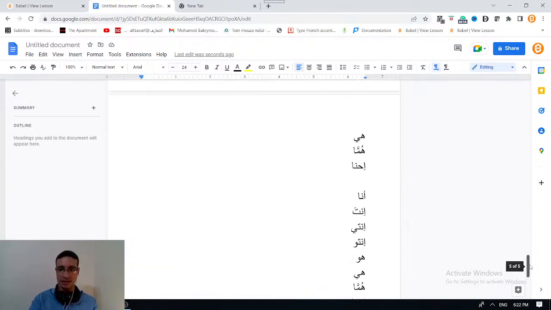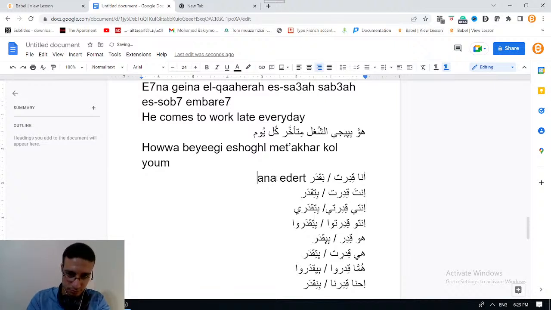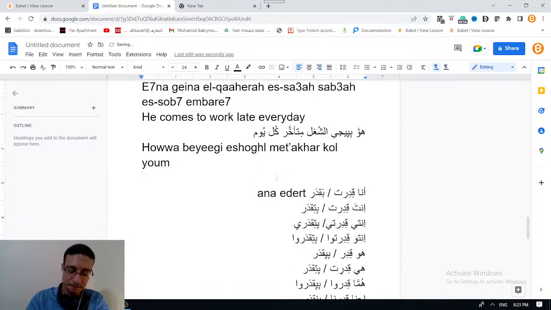The third one is the verb can. So to be able to. So the verb is قدر. This is the verb can. So أنا قدرت, I could. أنا قدرت, or I was able to. And then I am able to, أنا بقدر.